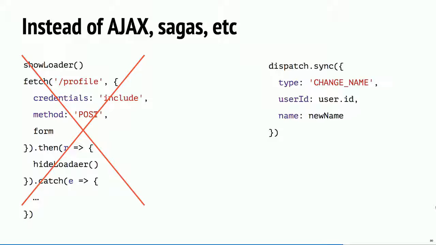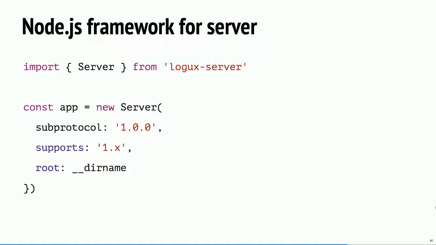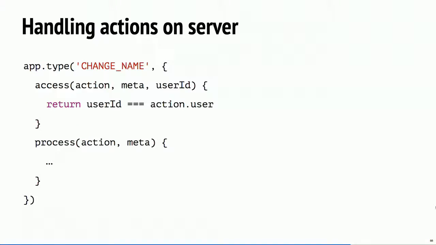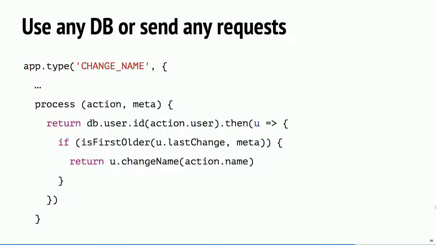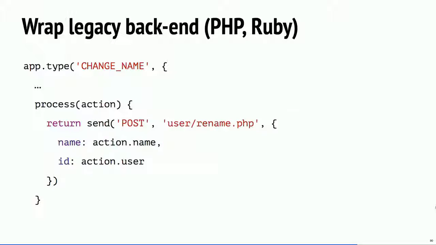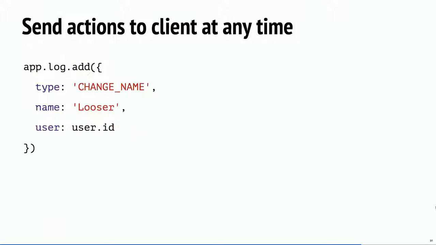So instead of making an AJAX request, instead of thinking about loaders, catching errors, all this hell, the only thing that you need to do is dispatch one action with one single word. It will be sent to the server, and this is a tricky thing. You can't use PHP right now. You must use a special Node framework like Logux Server to write a Node.js server, which will keep WebSocket connections. In this server, you will dispatch methods. You will have an access control list and process. And in the process callback, you can do anything that you want. You can use any database that you want. And also, if you have a legacy PHP or Ruby on Rails backend, you can just send a RESTful request to them, like make a proxy from your server.